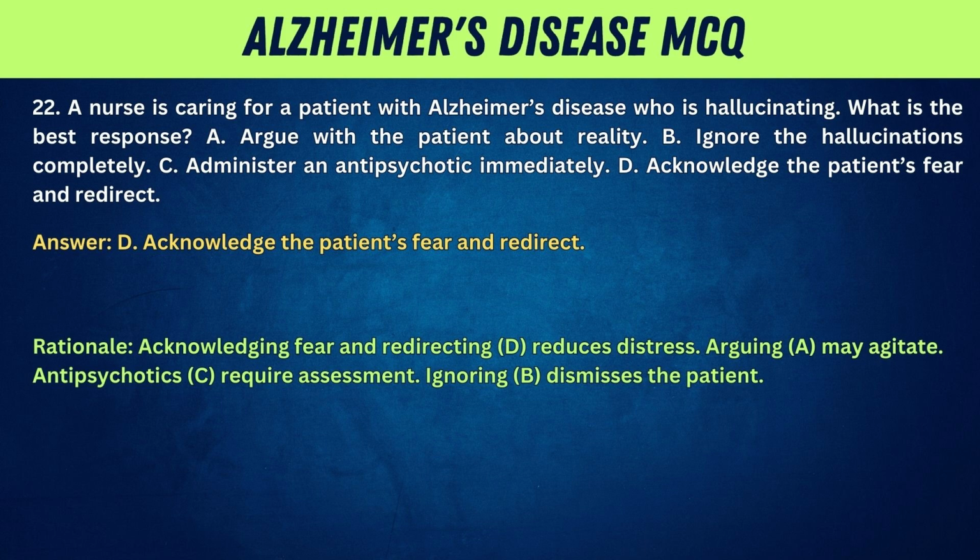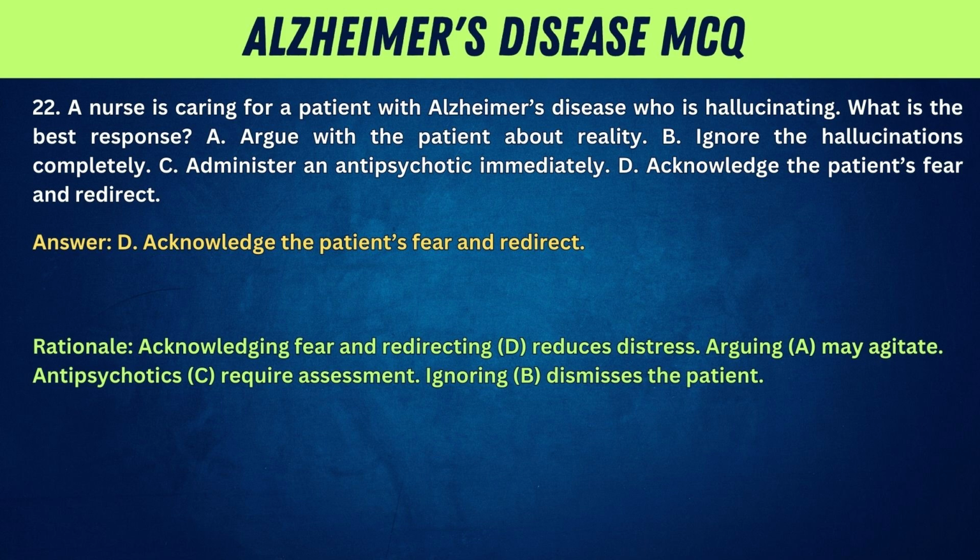22. A nurse is caring for a patient with Alzheimer's disease who is hallucinating. What is the best response? A. Argue with the patient about reality. B. Ignore the hallucinations completely. C. Administer an antipsychotic immediately. D. Acknowledge the patient's fear and redirect. Answer. D. Acknowledge the patient's fear and redirect.